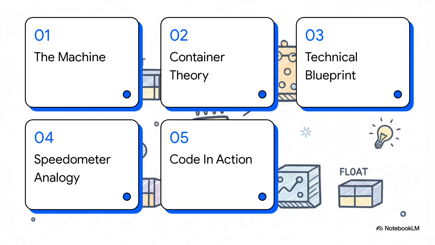So to really get to the bottom of this, we're going to tackle it in 5 parts. We'll start by understanding the machine itself, then we'll explore the why with a simple container theory. After that, we'll dive into the technical blueprint, visualize it all with a really cool speedometer analogy, and finally see the code in action. Let's get right into it.